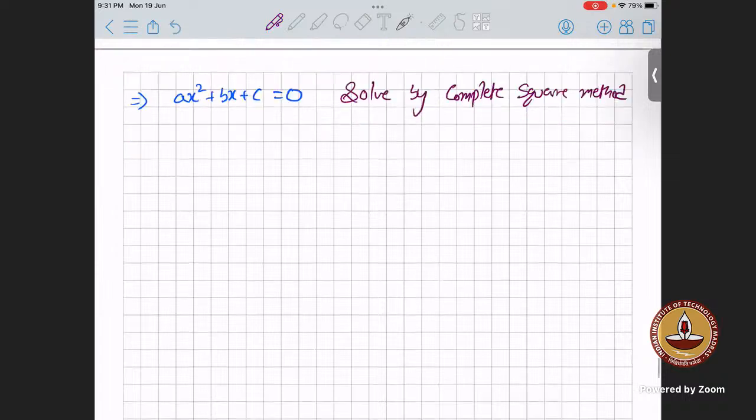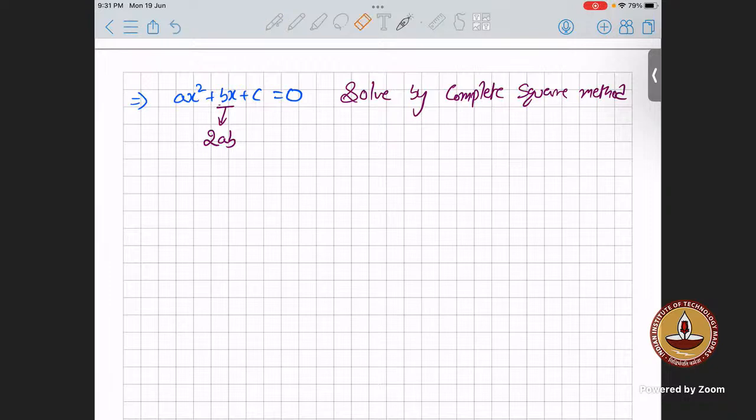Look, the same method will follow. You have to write this in the form of 2 into A into B, 2 into x into A into B. But it is bx now. How will you write that? Like x square, coefficient, constant.